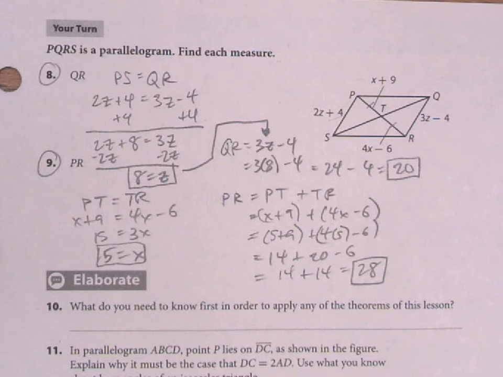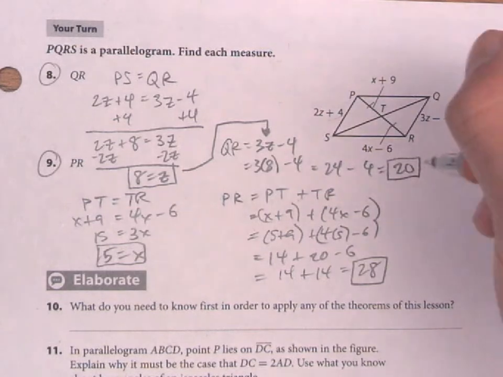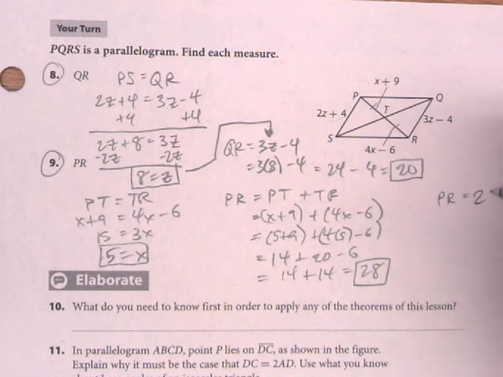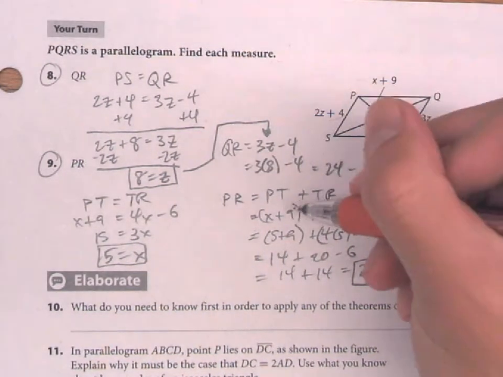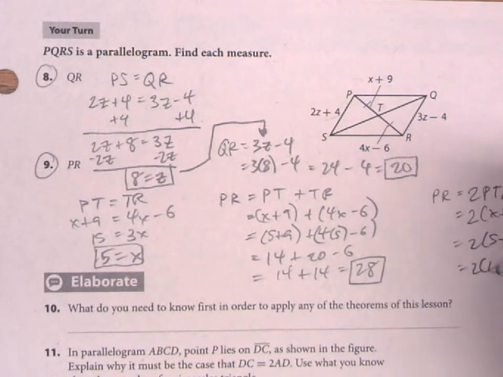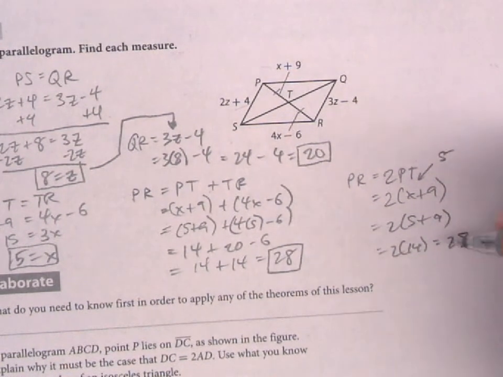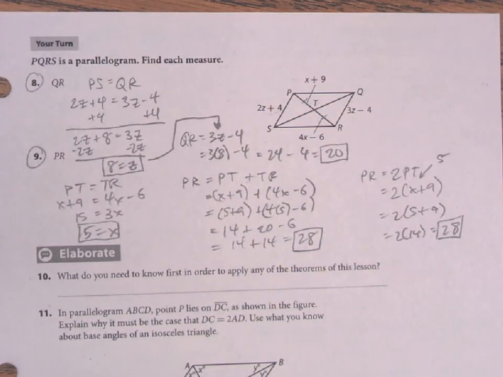The other way that I've seen other students do this is if you know that these two are the same, all you had to do was like you could just say PR equals 2 times PT. So since they're the same, you can just take whatever you found for PT. You could do 2 times x plus 9. You know that x is 5 from earlier, so this is just 2 times 5 plus 9, 2 times 14, which is 28. Two different ways you could do it. Oh, sorry, I did not know it was running off like that. Okay. Yeah, so you can look at that.